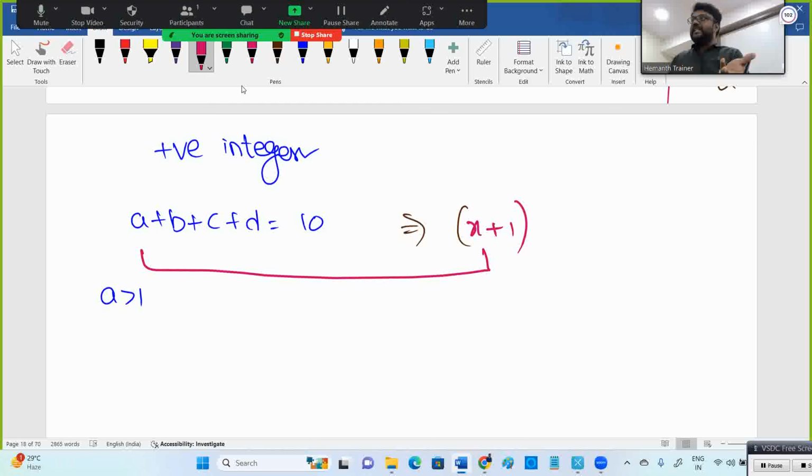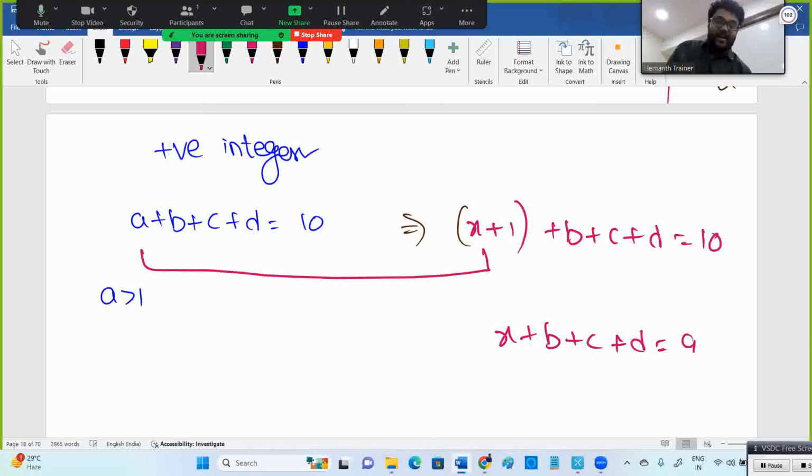Greater than 1 will be satisfied. Any other value also definitely will satisfy. So now in place of A, we'll put X plus 1. Then that condition automatically satisfies. Now the right side value will change: X plus B plus C plus D equal to 9. Number of variables is 4. Now all are positive integers, and the condition is satisfied automatically.